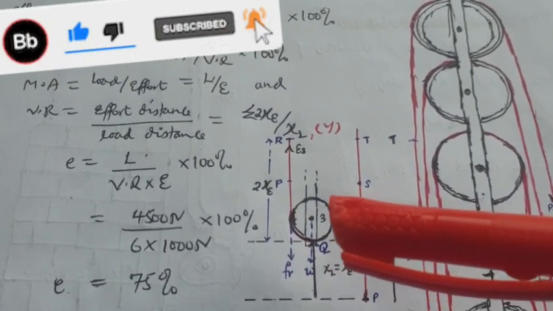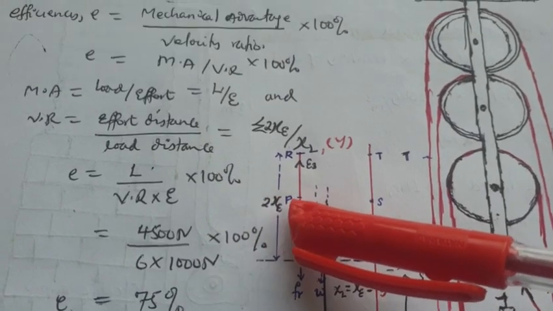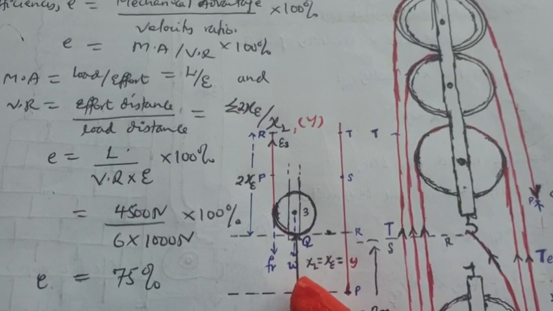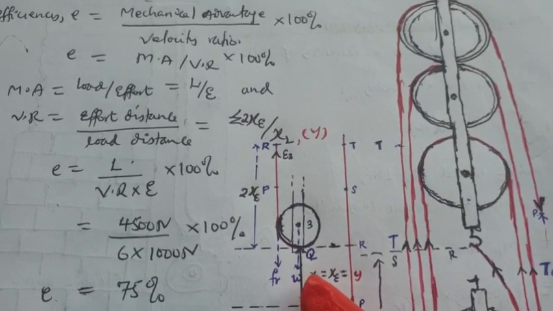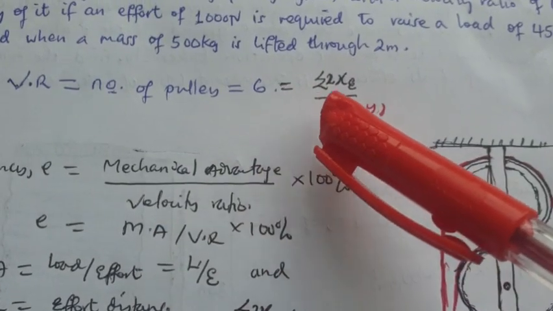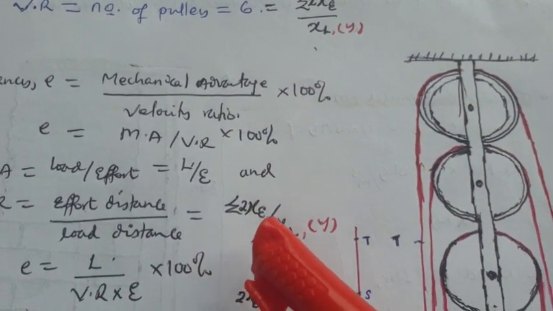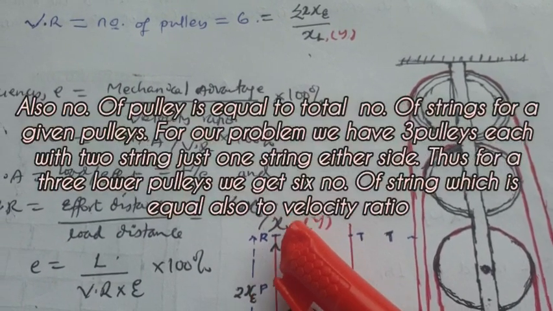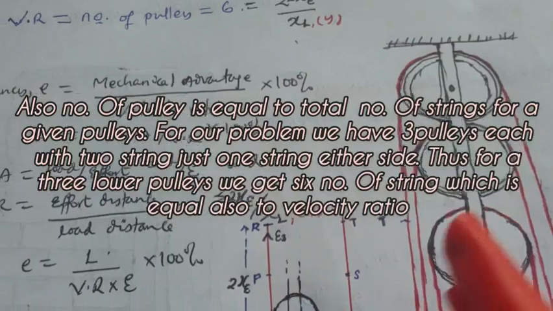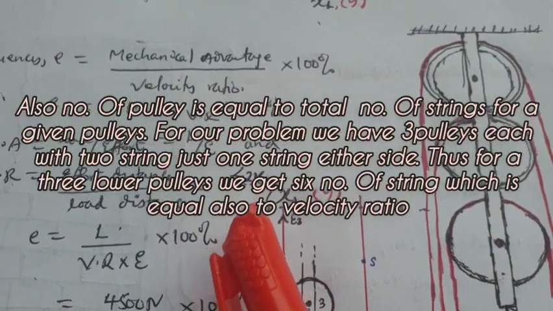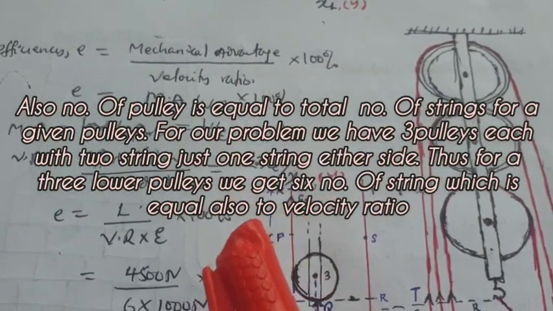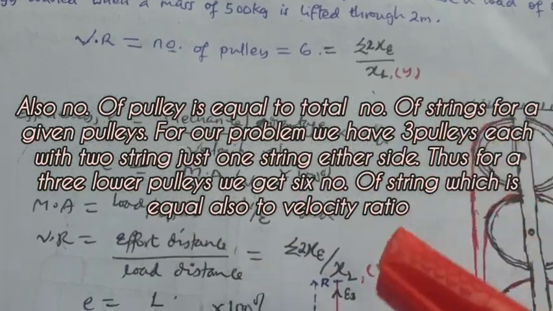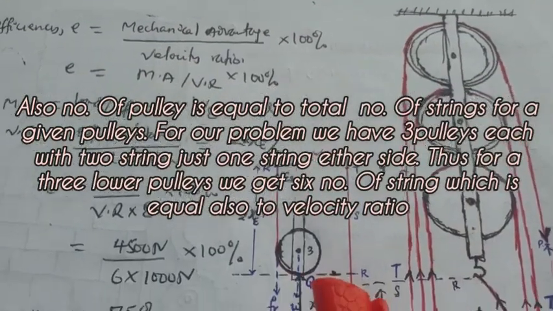Now, we will have 6 distances of effort, and here we will have 1 distance of effort, or distance of load. From our relations, at the end we find 6 xe divided by xl, which is equal to xe. Then xe and xe cancel out, and we remain with 6. This is equal to the velocity ratio. Hence, we have proven that velocity ratio is equal to the number of pulleys.